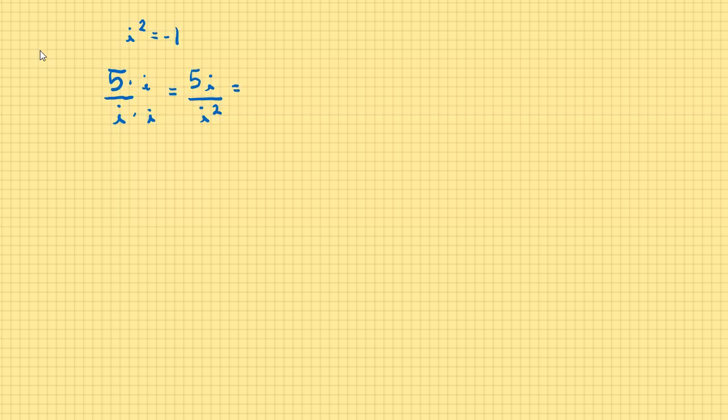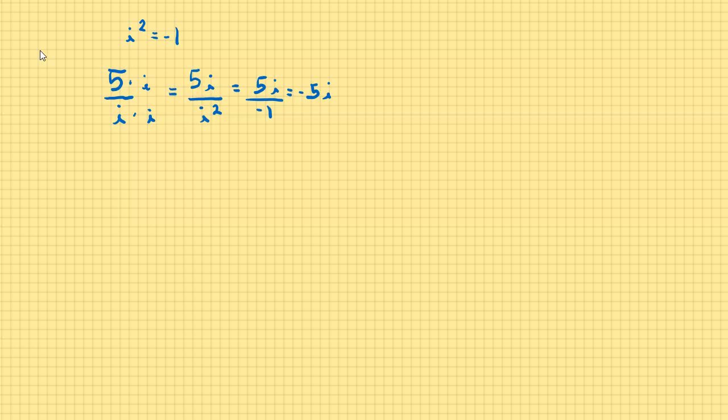Okay, well this makes it easier because i squared is -1, so we have 5i all over -1, which is -5i. And that's the answer. So you've rewritten it so there's not an i in the denominator.